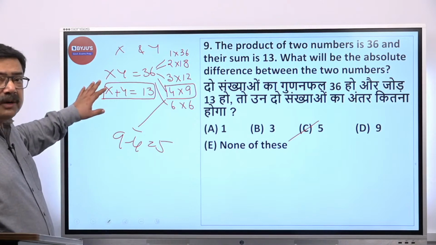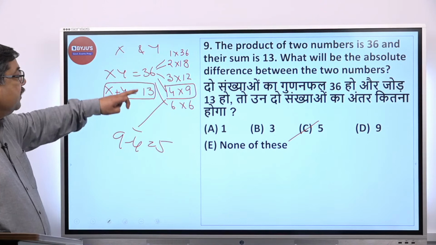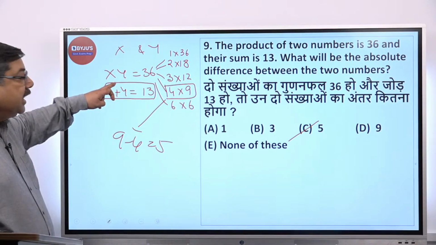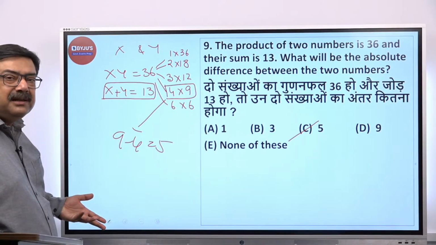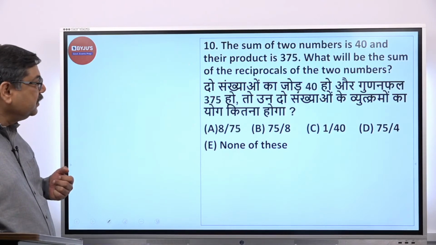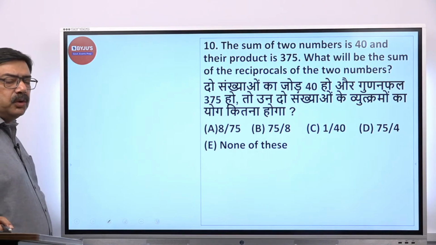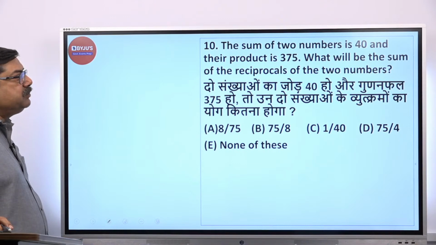So you don't have to form equations, by the way, here. x plus y is 13, xy is 36, x is equal to 13 minus y, then you will substitute it here in place of y, then you will get a quadratic. Why do you need to do all these things? Unless you have a lot of time with you. Now see, solve this question. Use very basic logic. Just be conceptual in your thought.